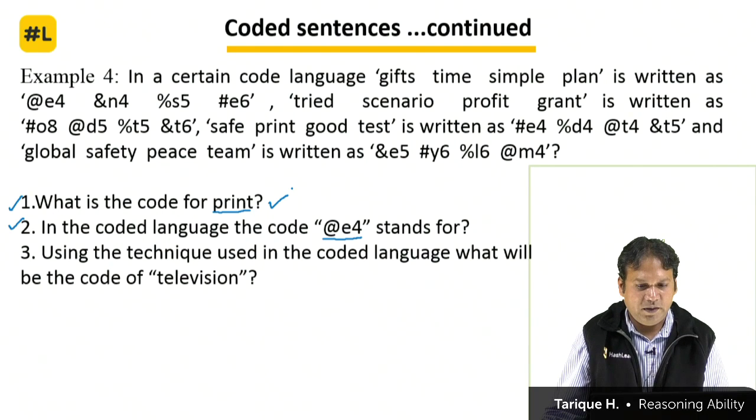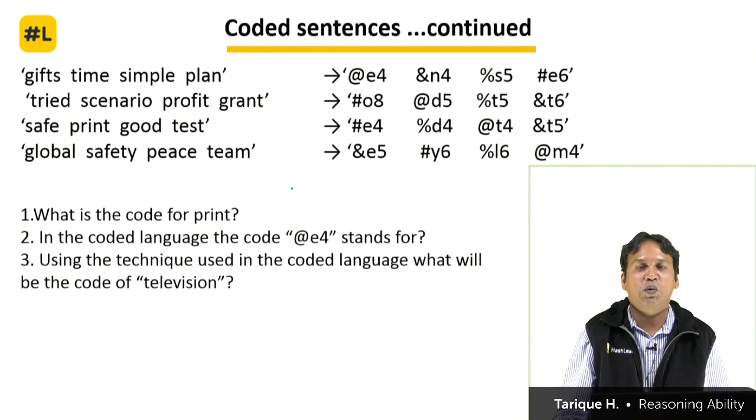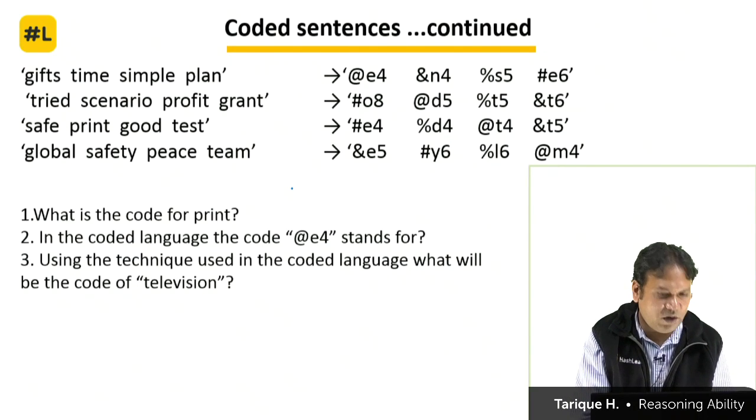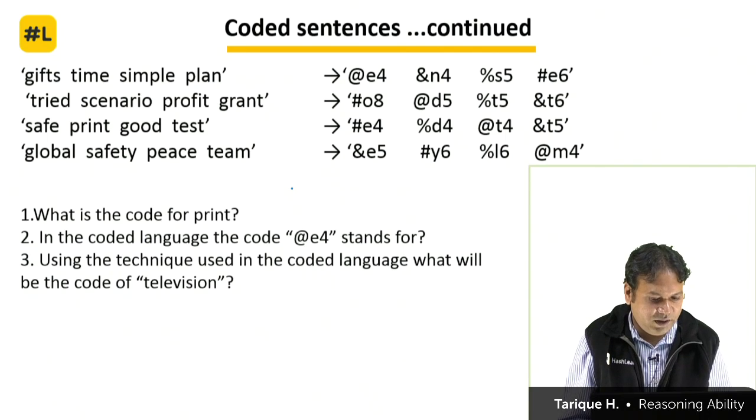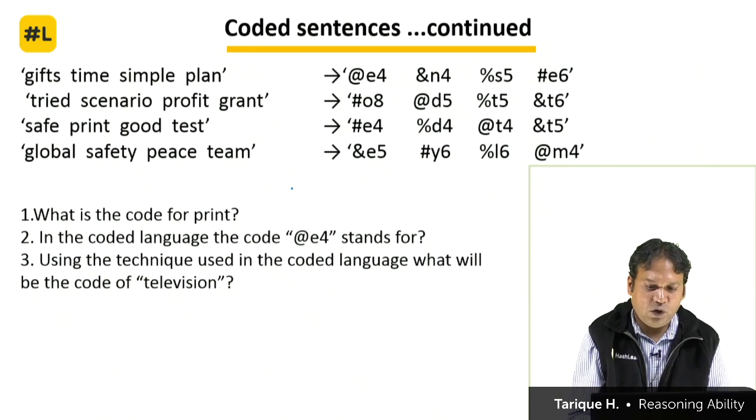Okay. So here let's look at the words and their codes. 3 questions are there on the screen. What is the code for print? In the coded language, what does the code E4 stand for? And using the technique used in the coded language, what will be the code for television? Start observing here. First of all, let's look at these numbers: 4, 4, 5, 6.